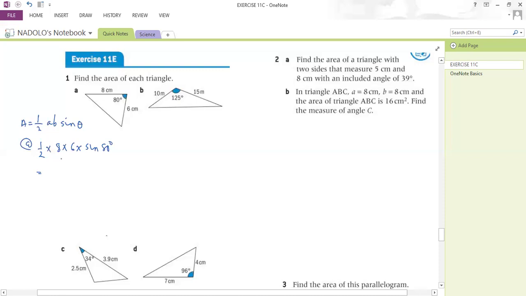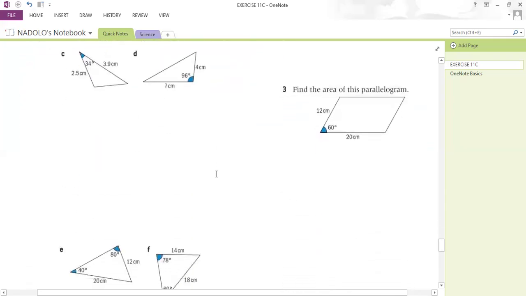You're going to use your GDC to multiply half times 8 times 6 times sine 80. That's quite direct, and we should get an answer of 23.6 square centimeters. Part 1B, the same formula, half times the two sides times the sine of the angle in between them. Use your GDC to do that, and then you'll get an answer to three significant figures of 61.4 square centimeters.